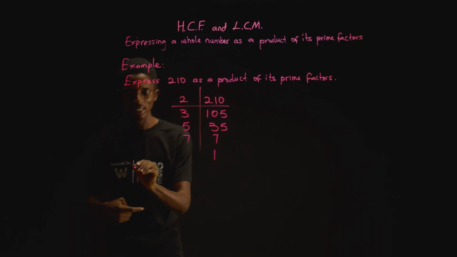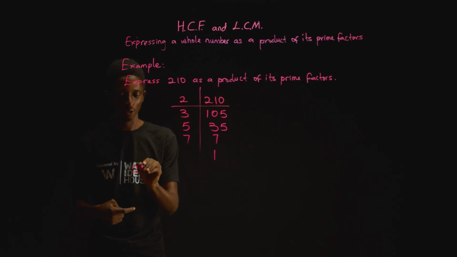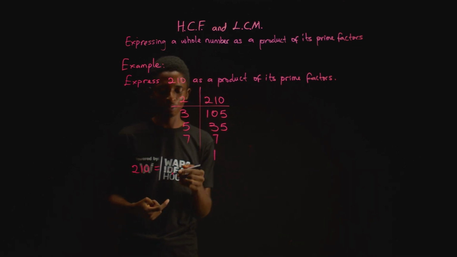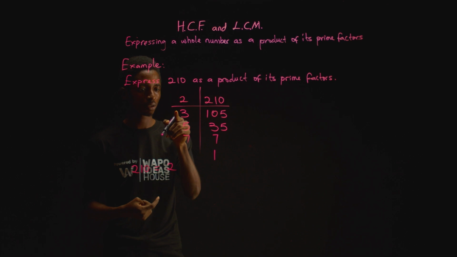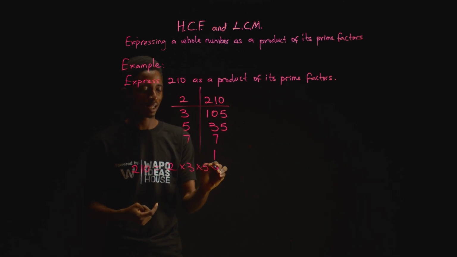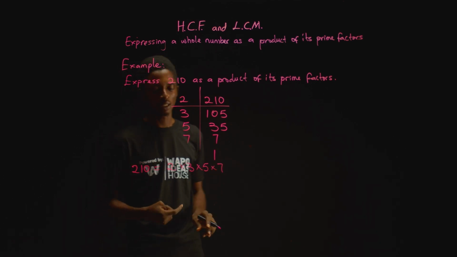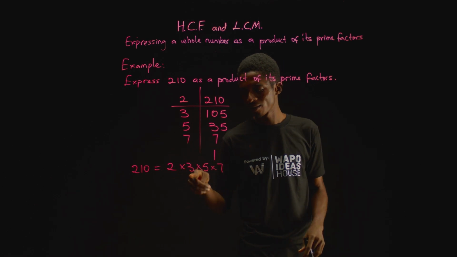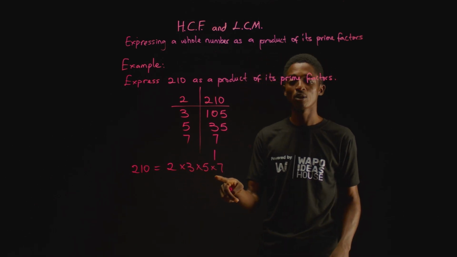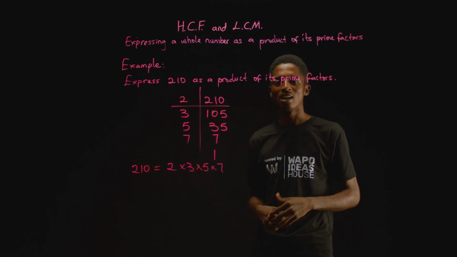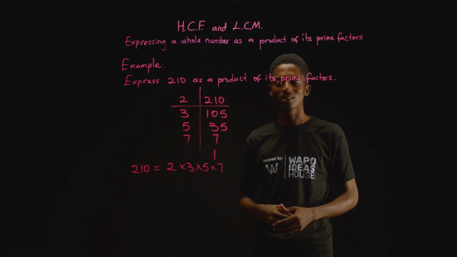Here, we now see that the factors of 210 can be written as this. 210, rather, can be written as the product of the following prime factors. That is 2 multiplied by 3 multiplied by 5 and multiplied by 7. So 210 equals 2 multiplied by 3 multiplied by 5 and multiplied by 7. This is how we express a whole number as a product of its prime factors. Thank you.